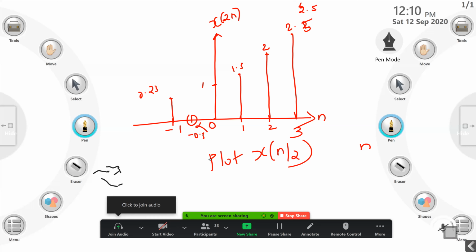Because you are plotting from -4 to 12, you will have -3, you will have -1. So everything you need to show. Additional samples you are going to add in between. So the conclusion is, during compression you are taking away a few samples, but during expansion you are adding a few extra samples. Understood? So in expansion, this same plot will be confined from -4 to 12. Originally it was from -2 to 6, but after expanding, it will come from -4 to 12.